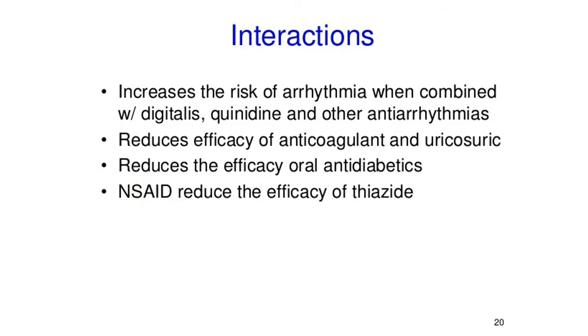Why? Because inhibition of renal prostaglandin reduces the efficacy of thiazides. Normally, your prostaglandins are needed to maintain the glomerular filtration. When you use NSAIDs, prostaglandin will not be there, so this inhibition of prostaglandin synthesis reduces the efficacy of thiazides.